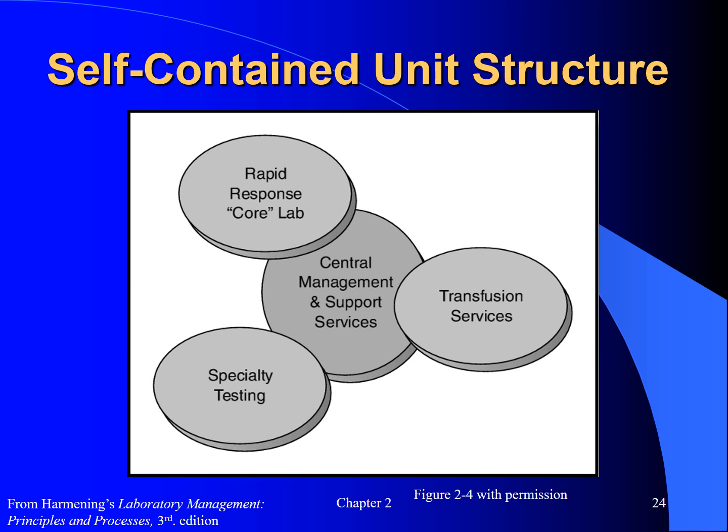Figure 2-4 represents a self-contained unit or team approach where members of each unit are grouped by function around centralized support and management services. The circles represent overlapping teams, each with specialized functions and tasks.